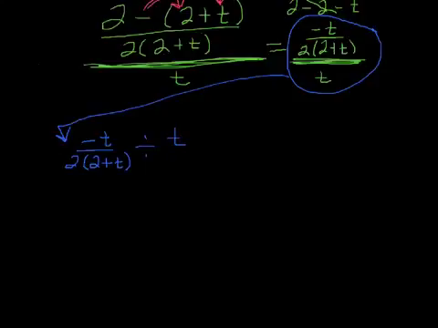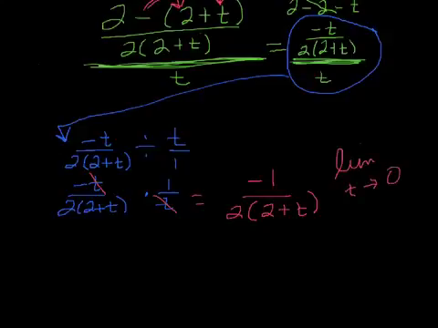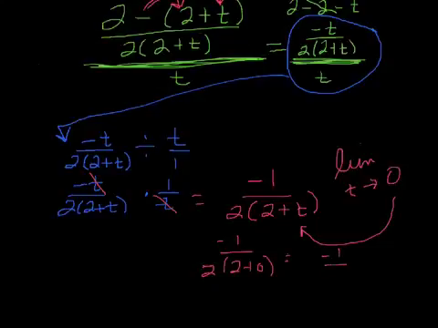And t is not a fraction, it's just t, which means really it's t over 1. When you divide fractions, you multiply by the reciprocal, which means flip that second one and multiply. And when that happens, your t's cancel, and you're left with negative 1 over 2 times 2 plus t. Okay, so originally the problem was find the limit as t approaches 0. Now that I've simplified here, I can go ahead and plug 0 in for t, and I get negative 1 over 2 times 2 plus 0, which is negative 1 over 4. And that's the limit.